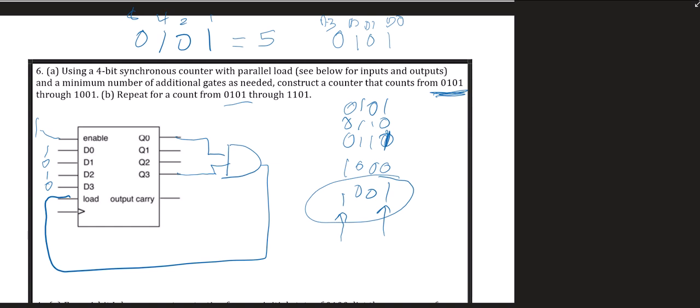Why would you want it to reset like that? Because that's what the problem asked. Oh, okay. It says construct a counter that counts from 0101 through 1001. Okay. Yeah, I don't know why you would want that. It's just because that's what was given.